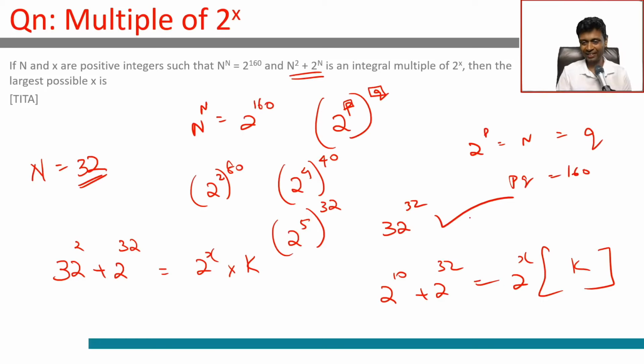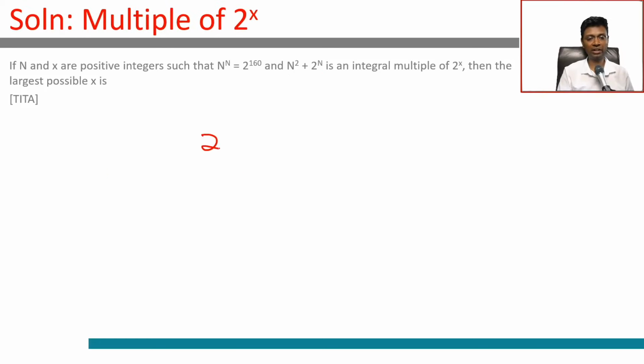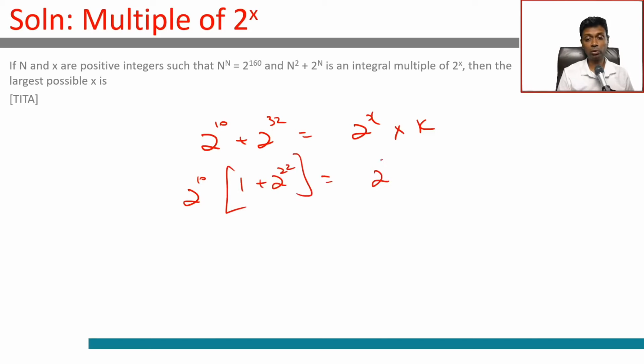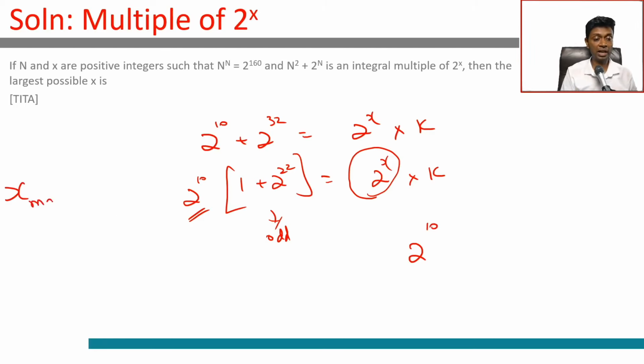Largest possible x. Think about this. 2 power 10 plus 2 power 32 is 2 power x times k. This is 2 power 10 into 1 plus 2 power 22 equals 2 power x into k. This is an odd number. So our number is 2 power 10 into an odd number, or the largest power of 2 that can sit here is 2 power 10, or largest possible x, x max is equal to 10.